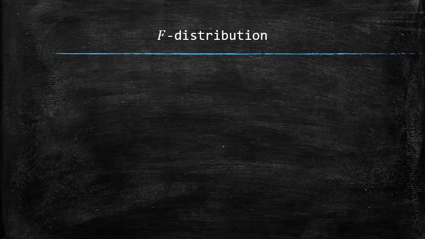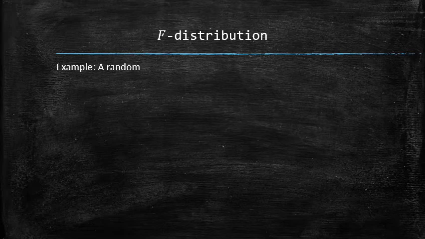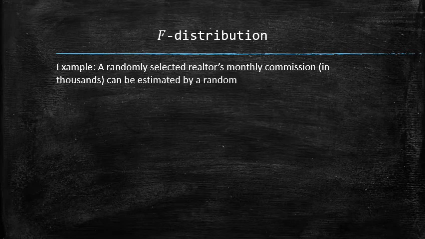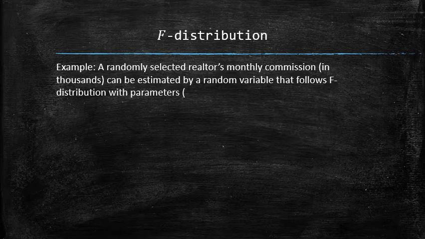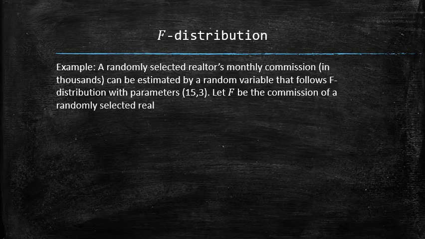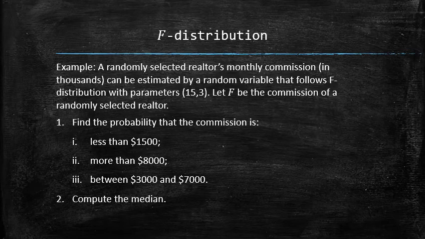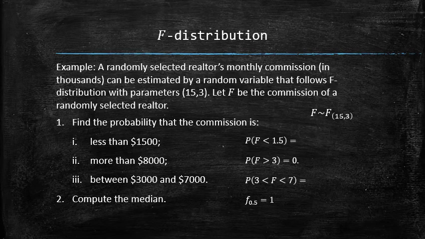Let's apply this new knowledge. A randomly selected realtor's monthly commission in thousands of dollars can be estimated by a random variable that follows F distribution with parameters 15 and 3. Let F be the commission of a randomly selected realtor. Let's find the following probabilities and compute the median value. It is given that F has F distribution with 15 and 3 degrees of freedom, and we can use technology to answer every single question.